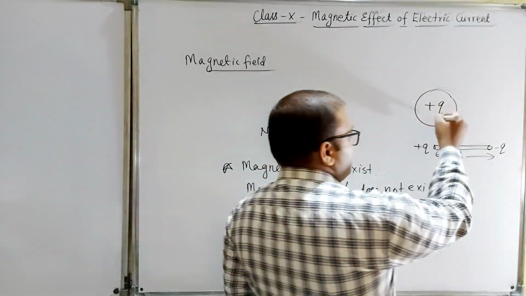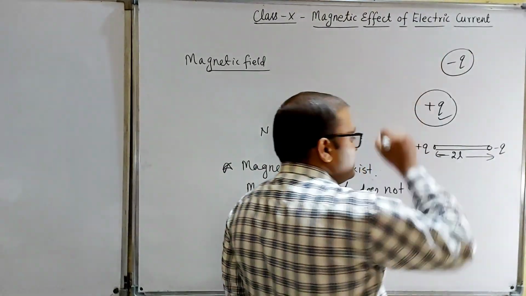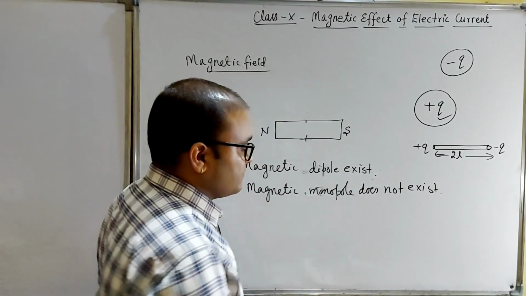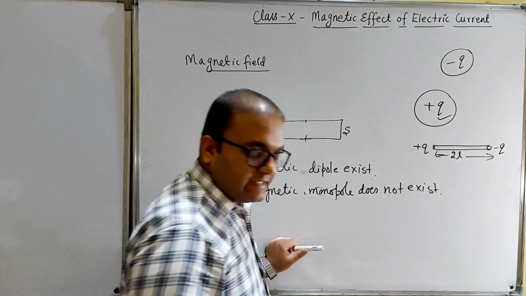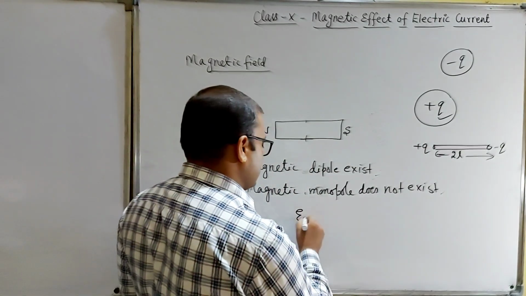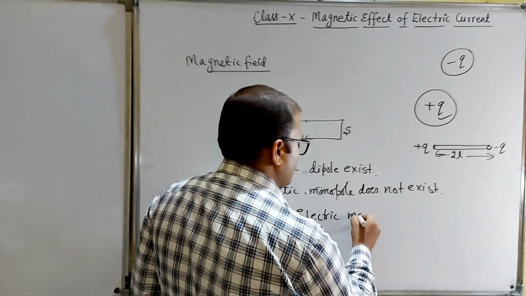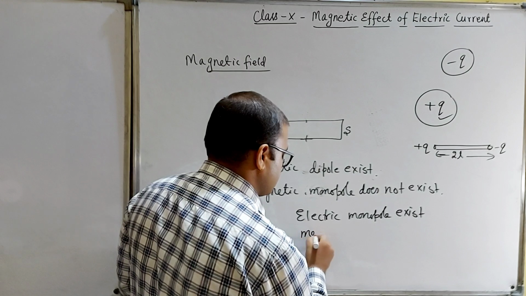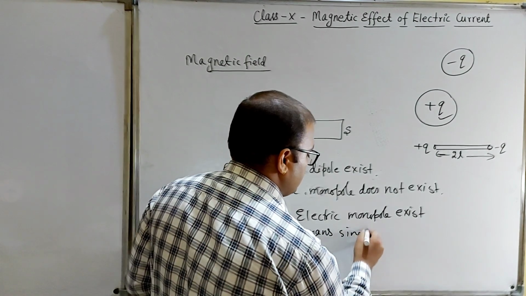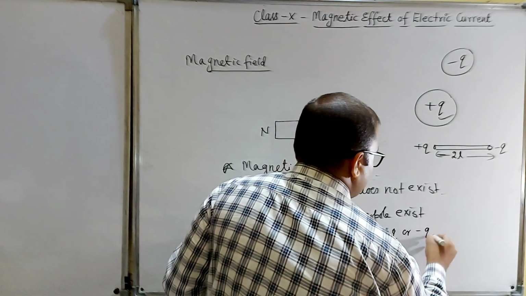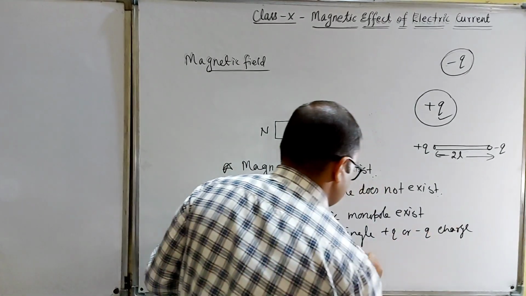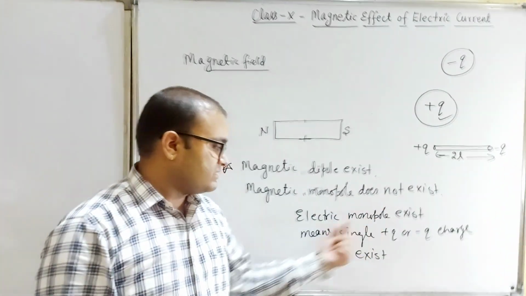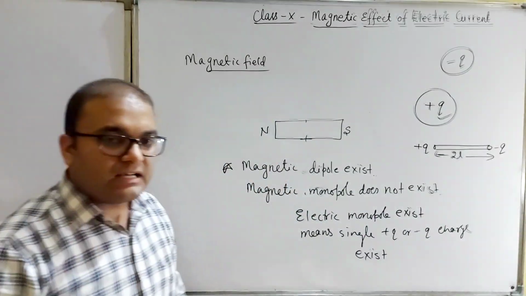Electric monopole means there is an existence of a single charge in an electric field. So this is the main point: magnetic monopole does not exist but electric monopole exists. You can write here for your knowledge: electric monopole exists means a single plus q or minus q charge exists.